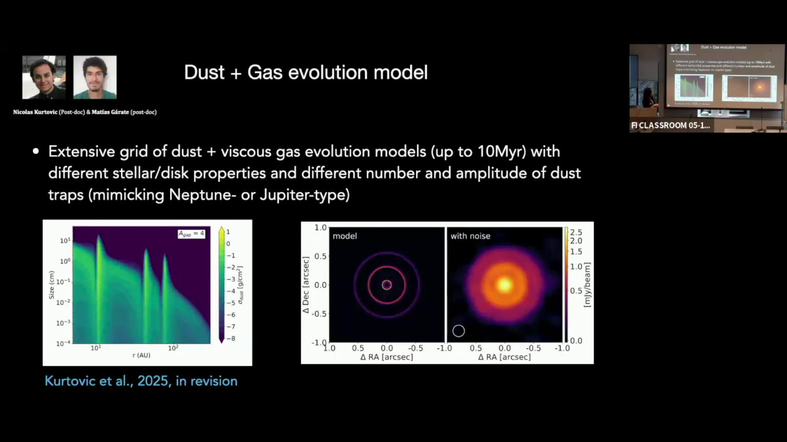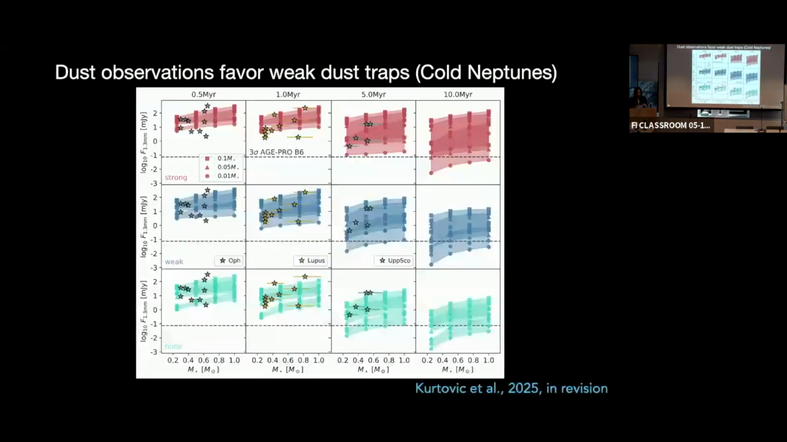So this is a simulation with relatively strong dust traps at a few radial locations. Then he turned those simulations into simulated observations to determine the dust disk size and the total continuum flux at our observed wavelengths. And then he can take these properties to compare with our AGE-PRO survey. So he had basically three types of models.